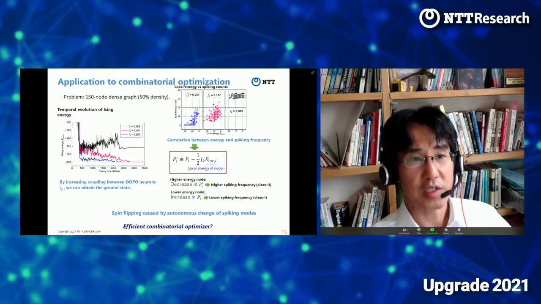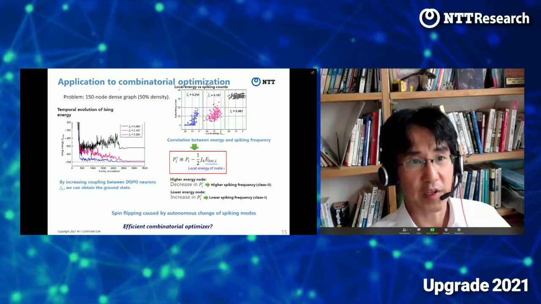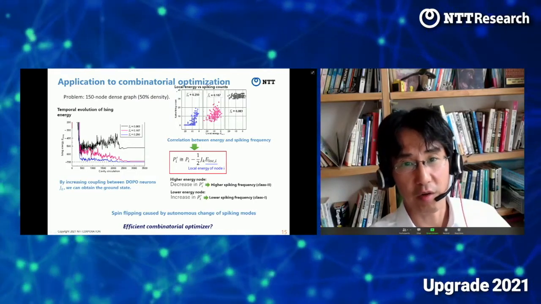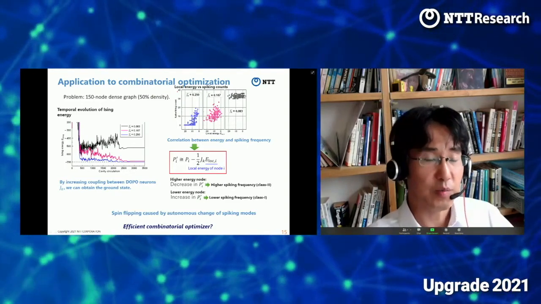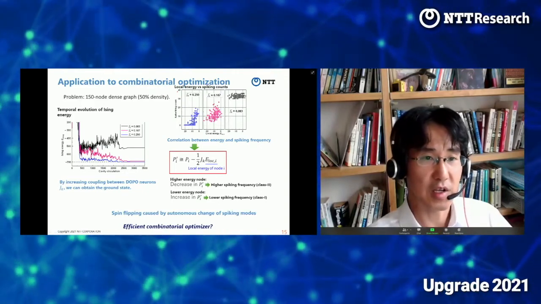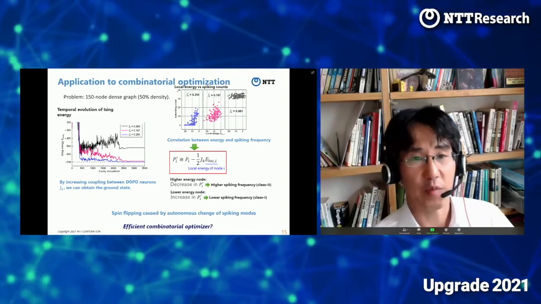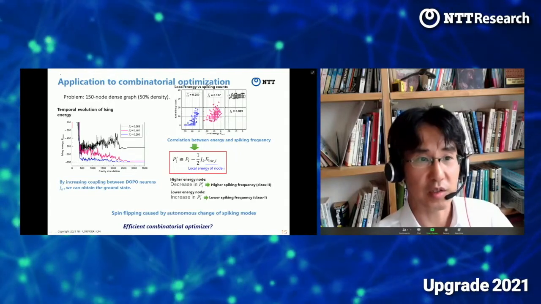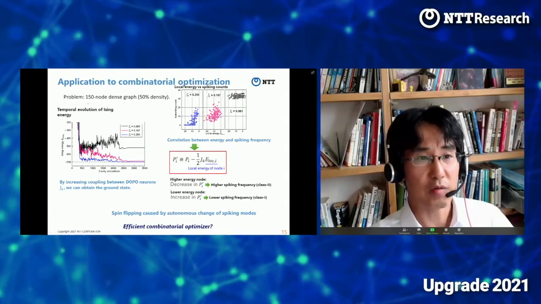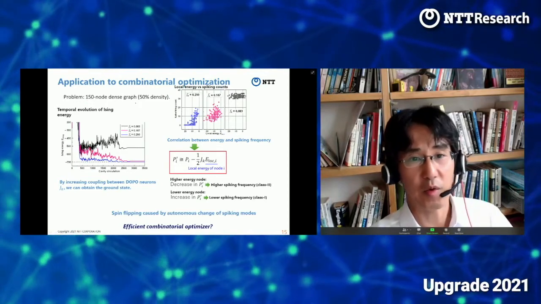And yeah, since there's no time, I'll skip the detailed explanation, but we try to use these spiking units. This is one example of an application, which is to do combinatorial optimization by using spiking neurons as our artificial spins. So now two pairs of the DOPO pulses from the spiking neuron play the role of the Ising spins, and we put the network into the spiking neurons, and we try to solve the 150 node dense graph problem.